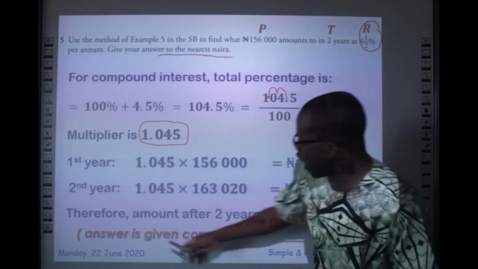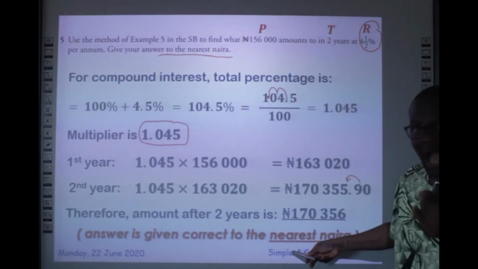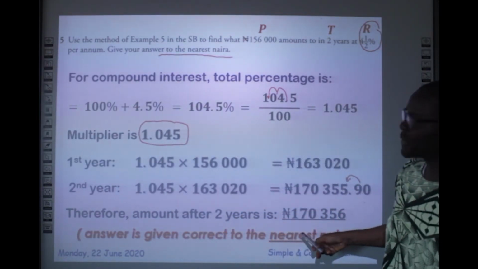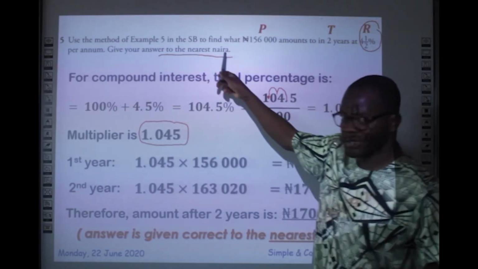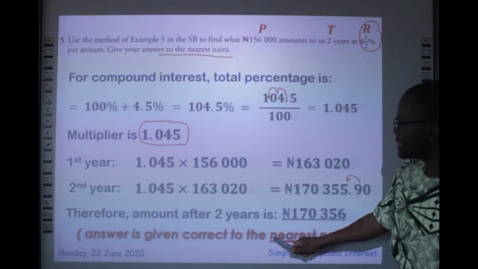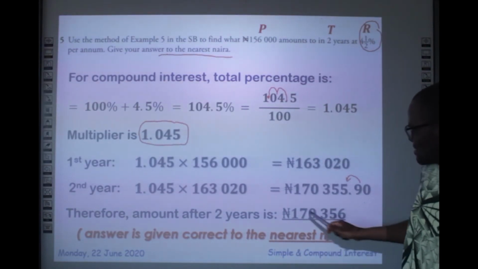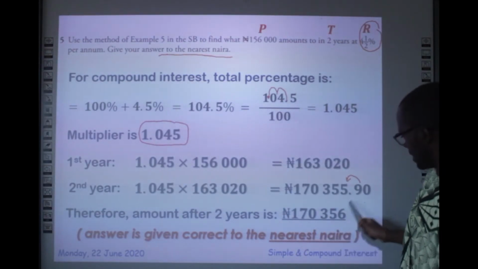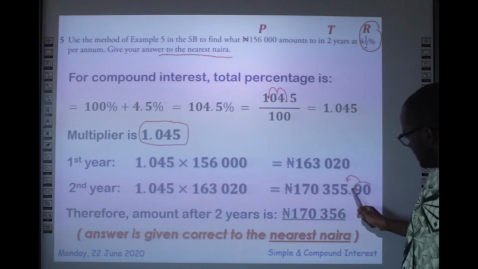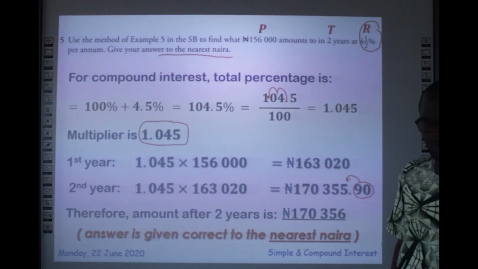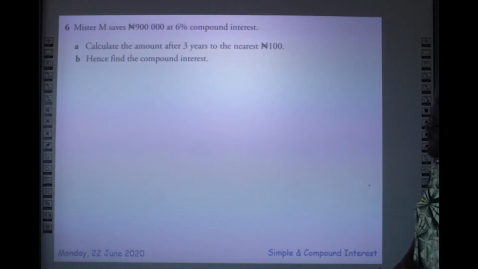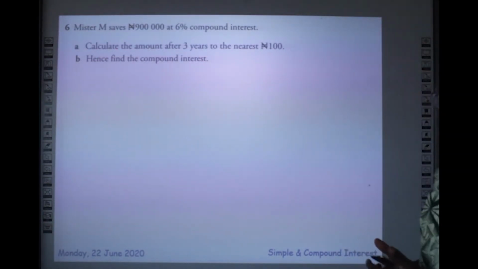Right, so there you go. Always make sure that your answer conforms with the question. Remember, the question says, give the answer to the nearest naira. Answers are given to the nearest naira by rounding the fractional parts, because we don't want any fractions. Okay? So next example.